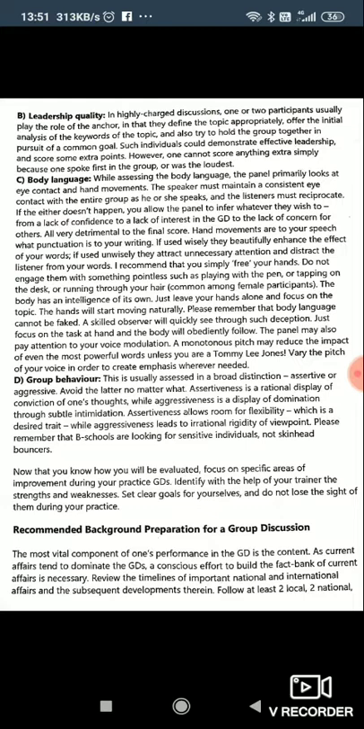The most vital component to one's performance in the GD is the content. As current affairs tend to dominate the GD, a conscious effort to build the fact bank of current affairs is necessary. Review the timelines of important national and international affairs and the subsequent developments therein. Follow at least 2 local, 2 national and 2 international newspapers and news channels every day.